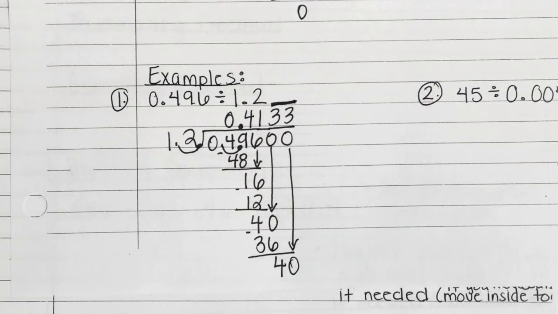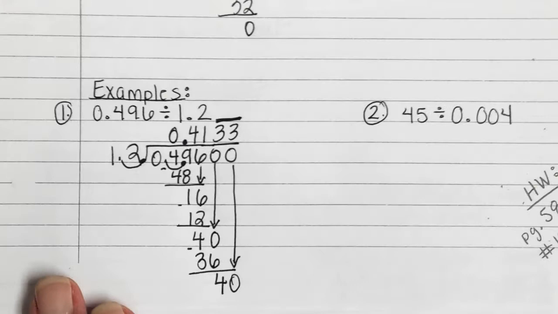Every time I multiply, I get 36. I subtract that from 40. I have 4 left over. I bring a 0 down. It goes 3 times. Subtract 36 from 40. Have a 4 left over. Bring down a 0. It will never resolve itself. So this is what we call a repeating decimal. It is exactly the opposite of a terminating decimal. Okay?